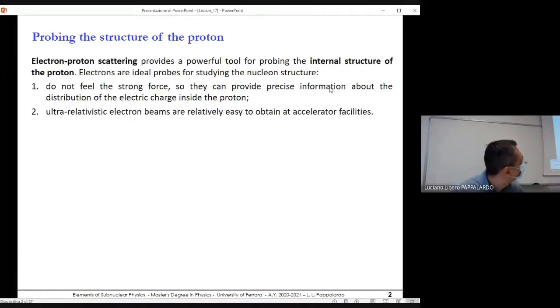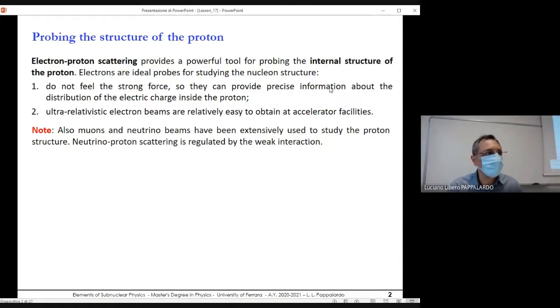So, okay, you can see. Electron-proton scattering provides a powerful tool to study the internal structure of the proton. And the reason for using electrons is at least twofold. First of all, because the electrons do not feel the color charge, so they can probe precisely the distribution of the electric charge inside the proton or the neutron. And the other advantage is that ultra-relativistic electron beams are relatively easy and cheap to obtain in any accelerator facility.